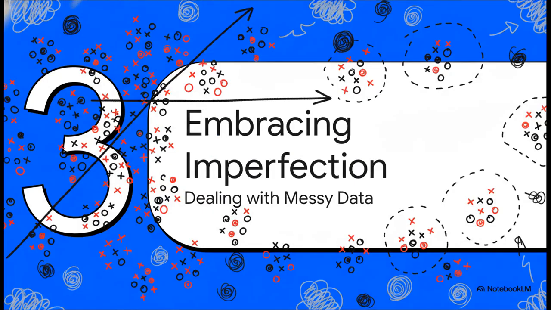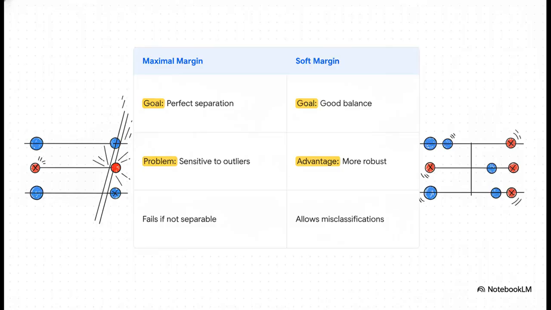Now, this idea of a perfect wide margin is fantastic in theory, but let's be real. Real-world data is almost never that clean and tidy. And that's why we need to move from a rigid maximal margin classifier to a more flexible, soft margin one. See, the strict version is a perfectionist. A single outlier can mess it up completely. The soft margin approach is way more practical. It aims for a good balance by being okay with a few mistakes here and there.